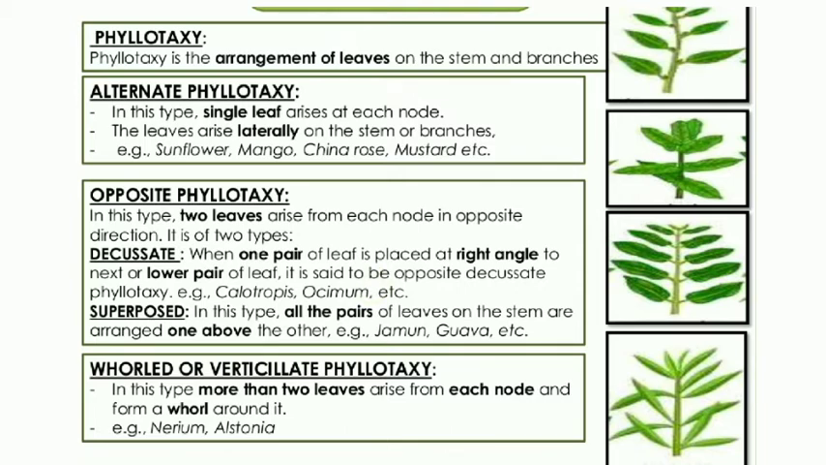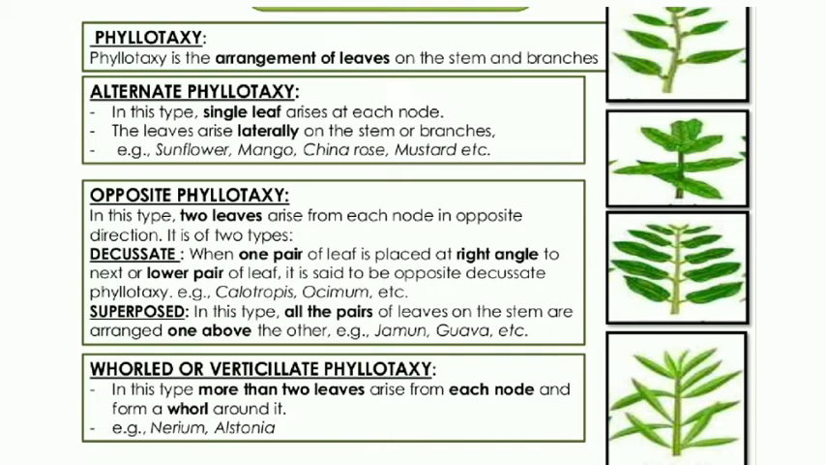Then superposed. In this type, all the pairs of leaves on the stem are arranged one above the other, as in jamun, guava, etc. You can see in the third diagram, they are arranged one above the other, not at a right angle, but parallel to each other, right.